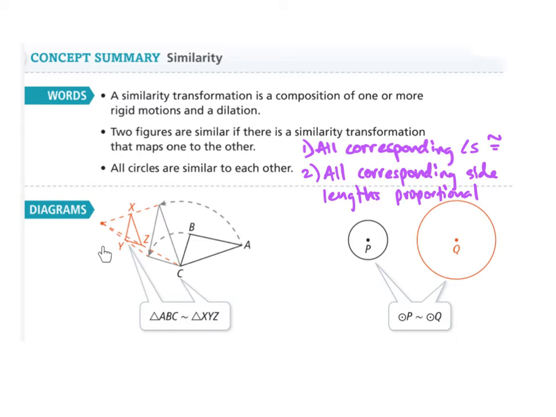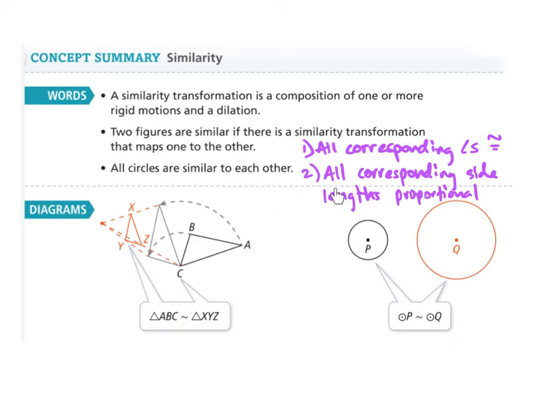So for instance, if we look over here, we have this triangle XYZ, which is going to be our pre-image. First that pre-image got dilated. It got enlarged, and then it got rotated around point C, it looks like by maybe 90 degrees, and it turned into the image, triangle ABC. Those two would be similar because we did this similarity transformation. We dilated, and then we performed a rigid motion, which was the rotation.